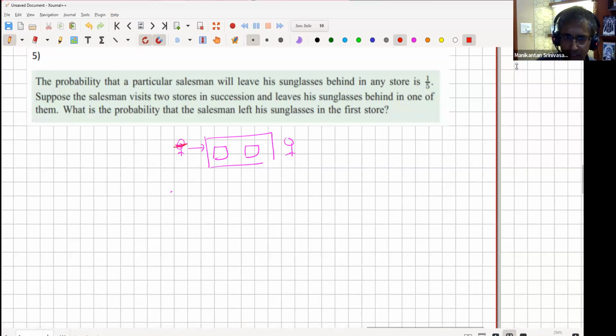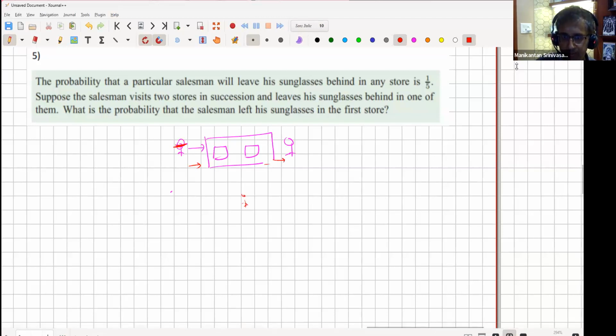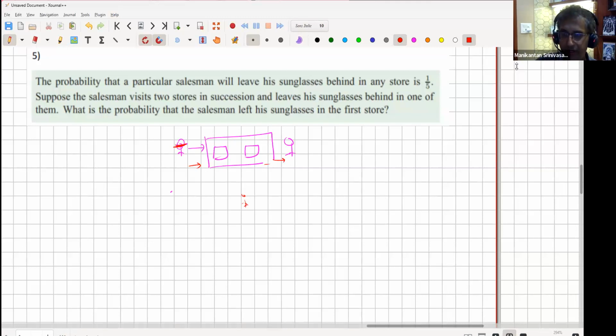So let's say you observe him going in. You are standing outside, and what happens in the mall, you don't know. You observe him coming out without glasses. Now you're wondering in your mind, you don't know what happened inside the mall. There were 2 stores, store A and store B. What is the probability that he left it in store A is the question.